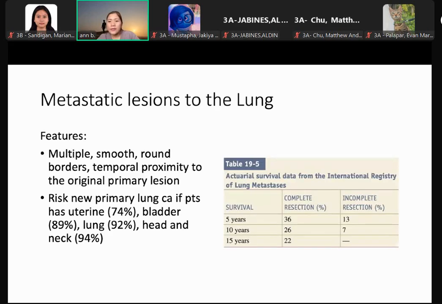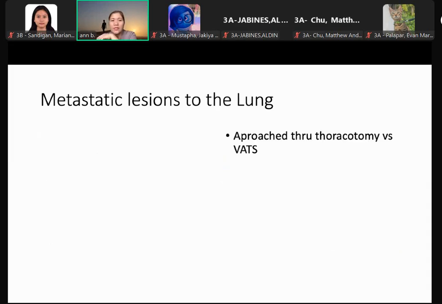So the survival data from IR for lung metastasis. With complete resection, if metastasectomy was done, 36% at 5 years, 10%. This is just an approximation for the prognostication for the patient.